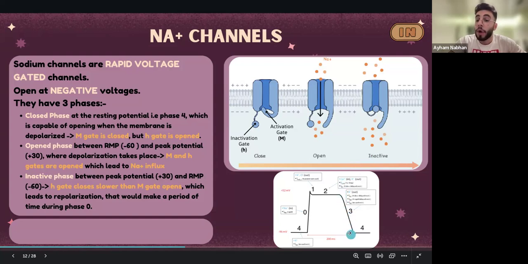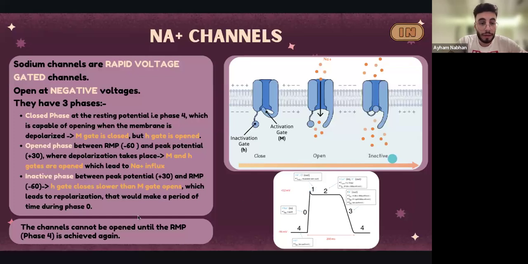When it reaches phase 4, where the action potential is completed, they're going to undergo the closed phase again. And that's it. Is it clear, guys? Yes. Okay, that's cool. Alhamdulillah.